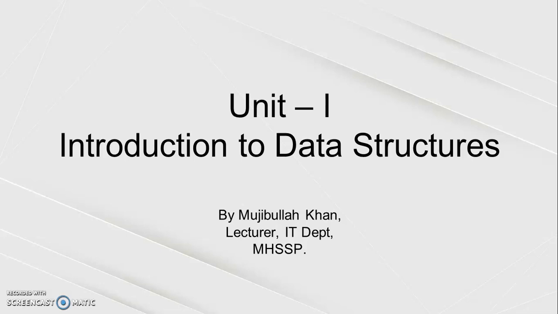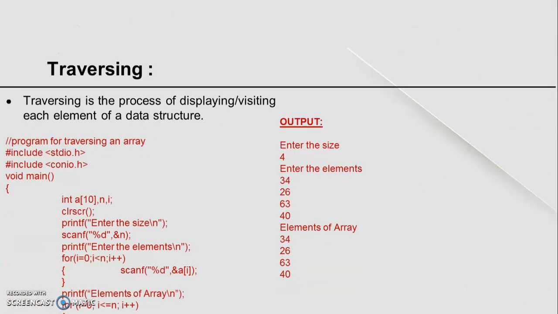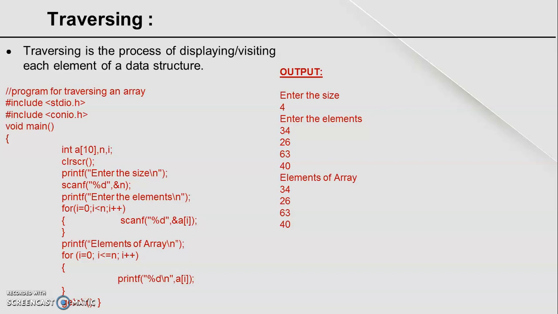So today we are going to discuss the last topic of our unit number 1, Introduction to Data Structures. In this video we are going to discuss various operations on data structures like traversing, searching, sorting, insertion and deletion. First we will discuss what is traversing. Traversing is the process of displaying or visiting each element of a data structure. In simple terms, visiting each element or displaying individual elements of a data structure is referred to as traversing.